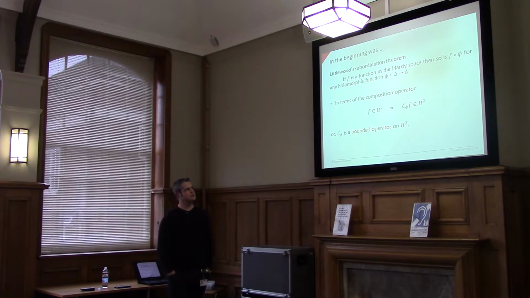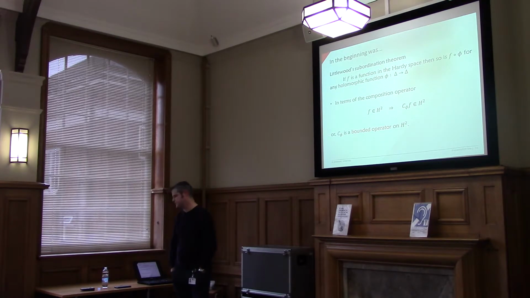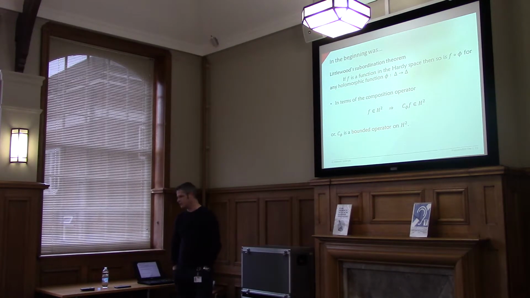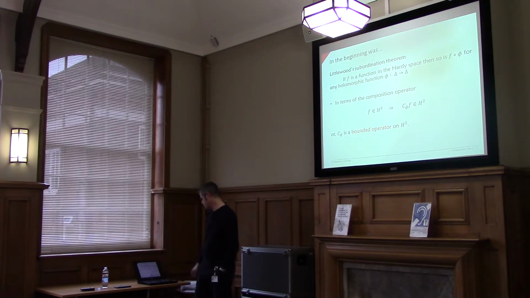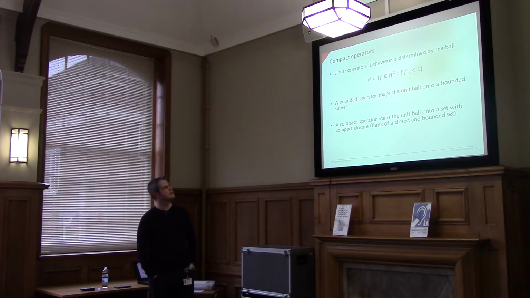But eventually people realized that if you think about this in terms of operator theory, then what this is saying is C phi is a bounded operator. This definition, f is in H2 implies C phi f is in H2, is exactly the same as saying that C phi is a bounded operator on H2. So what Littlewood's subordination theorem said was that no matter what phi is, C phi is always bounded. Bounded operators are also called continuous operators, by the way, if they're linear, so you might see that.